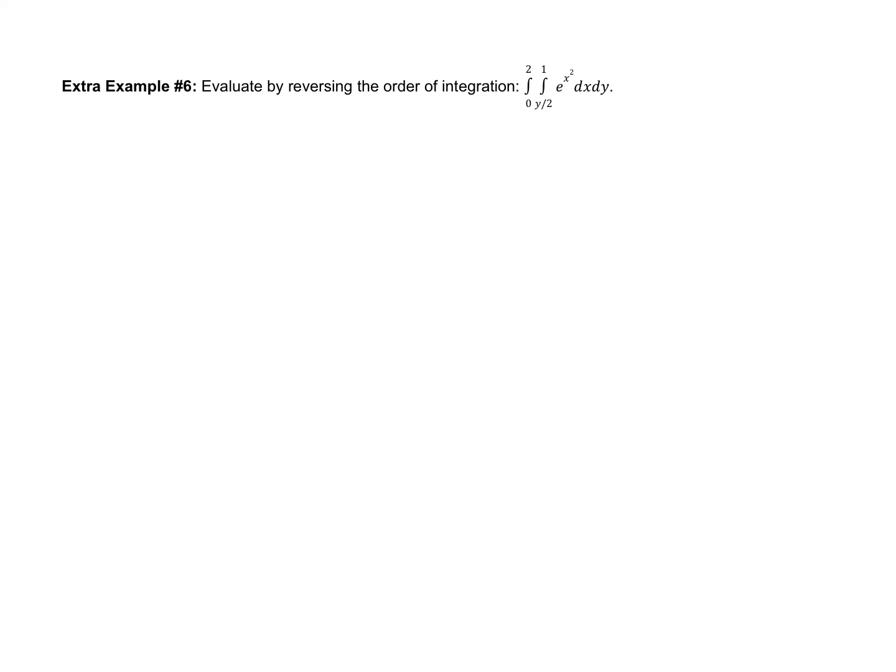Okay, so again, evaluate by reversing the order of integration. And we can see we can't integrate e to the x squared. So we're going to have to start by drawing our picture. So this is our bounds for x. So we get x is equal to y over 2, or y equals 2x. And we are going to x equals 1. So I'm going to start by drawing those.